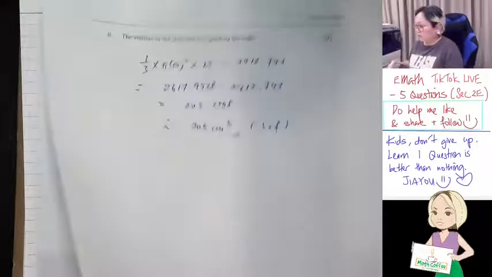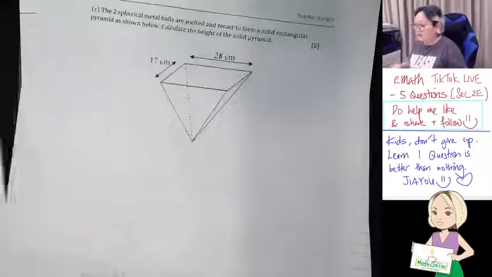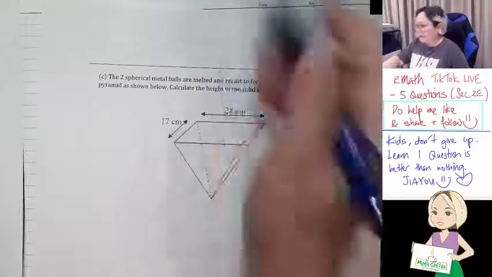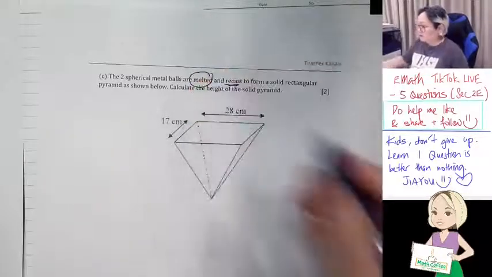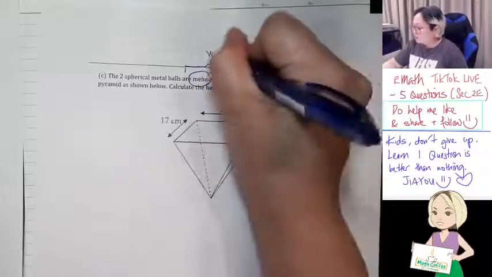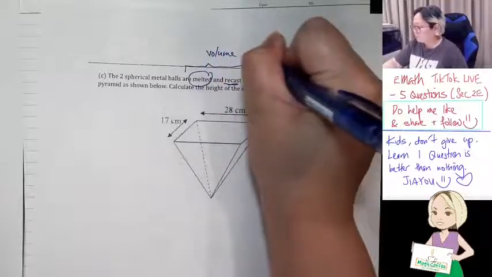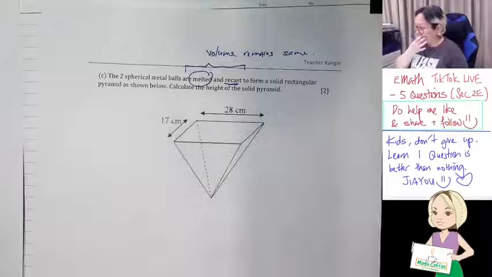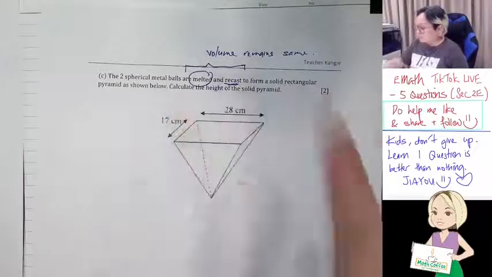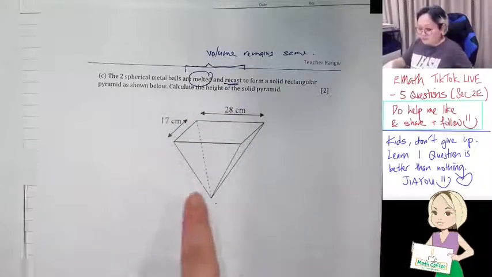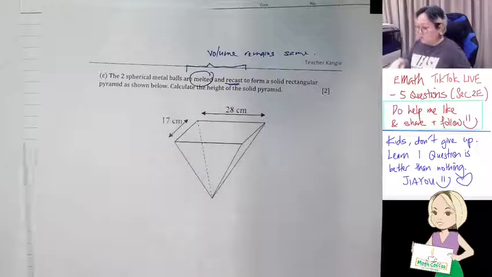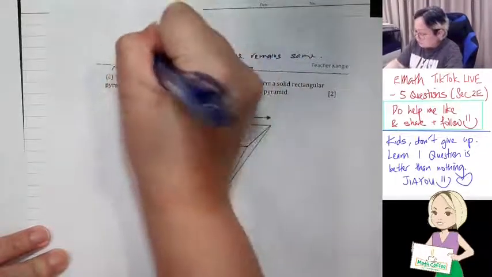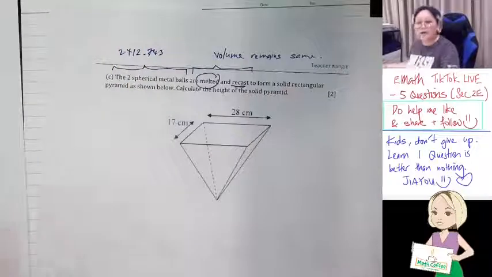Okay, let's move on. Not done with this part. You see, look at here. They say the two metal spheres are melted and recast. So kids, when you see this, you know that the volume remains the same. Okay? So that means previously my volume of the two spheres, this part, just now the first, 2412.743. Okay?